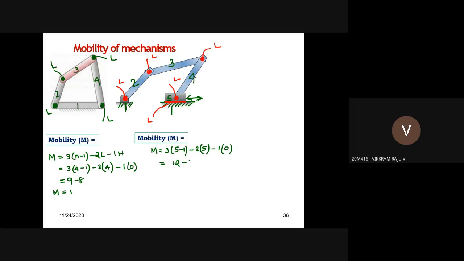Now tell me how many degrees of freedom we are having. 2, sir. Yes, 12 minus 10, 2. So it is having 2 degrees of freedom. Either you can give input at this point, or input at this point. So this particular mechanism is having 2 degrees of freedom.